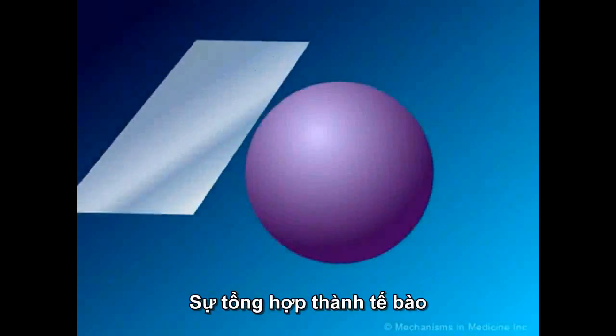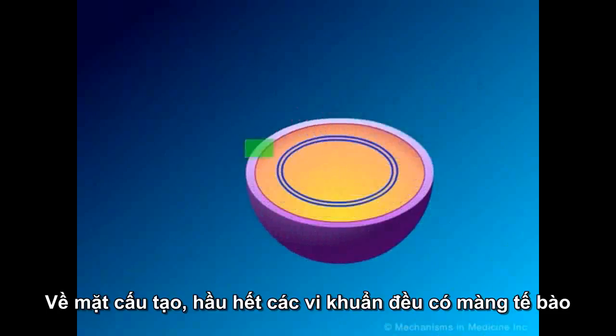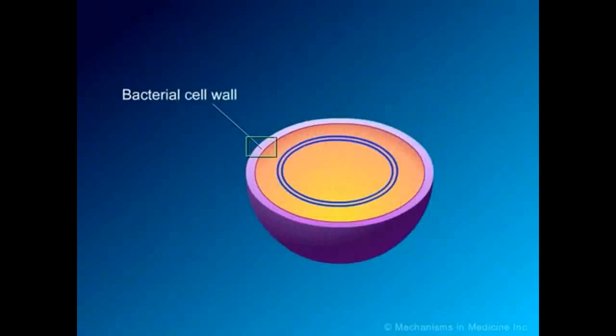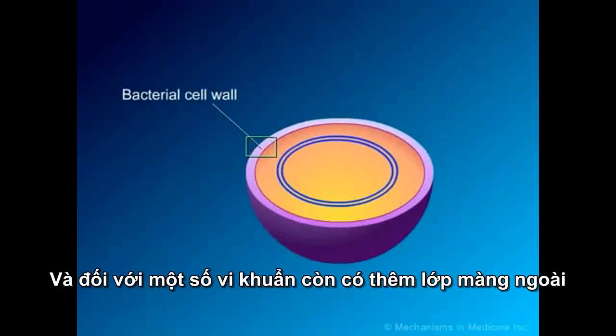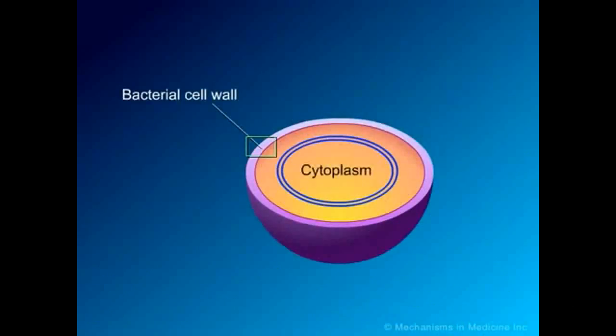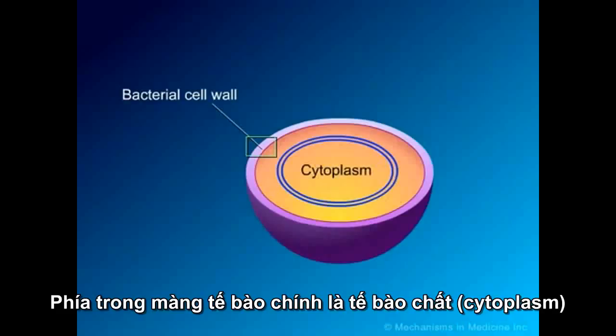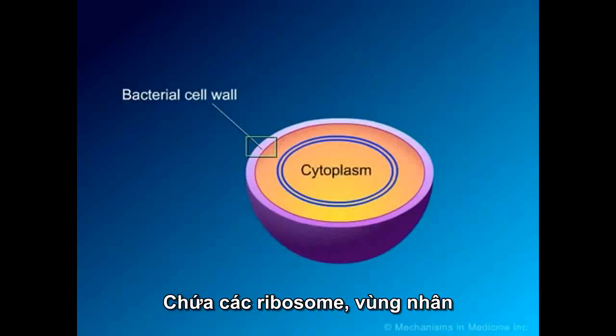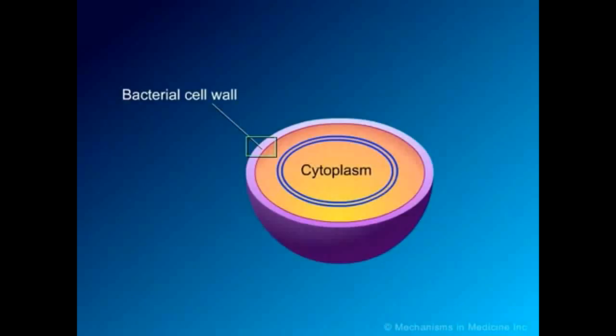Structurally, most bacteria consist of a cell membrane surrounded by a cell wall, and for some bacteria, an additional outer layer. Internal to the cell membrane is the cytoplasm, which contains ribosomes, a nuclear region, and in some cases granules and/or vesicles. Depending on the bacterial species, a number of different external structures may be found, such as a capsule, flagella, and pili.